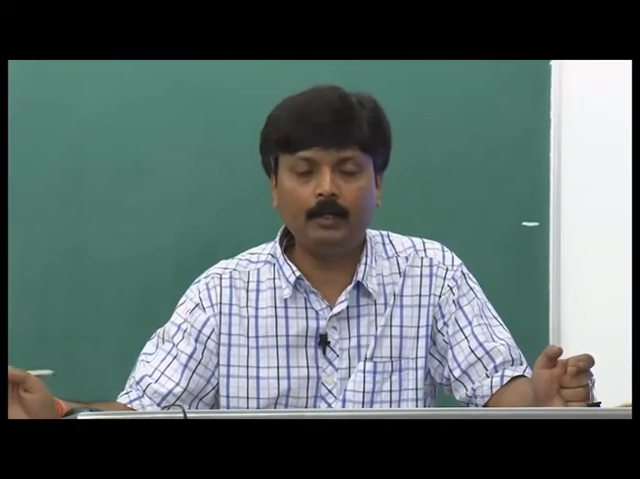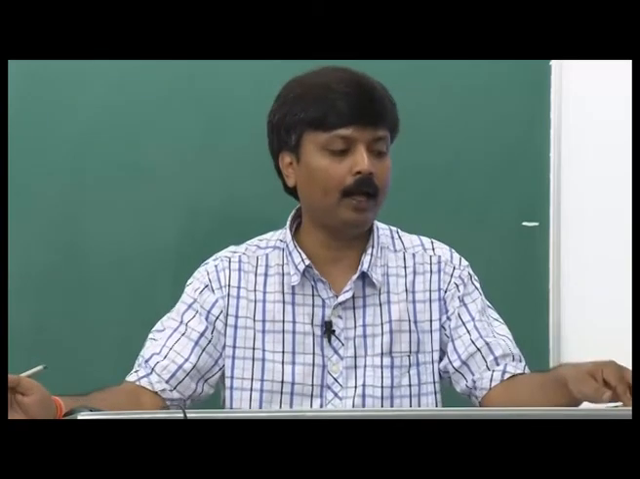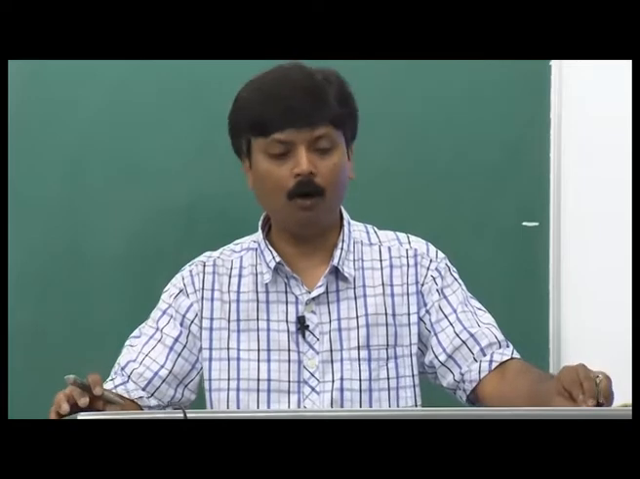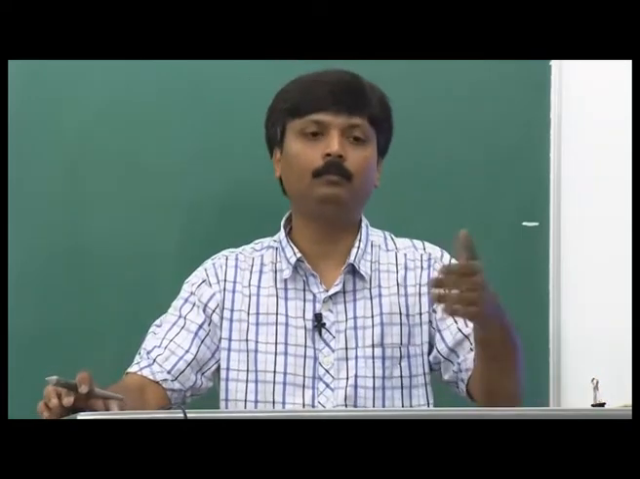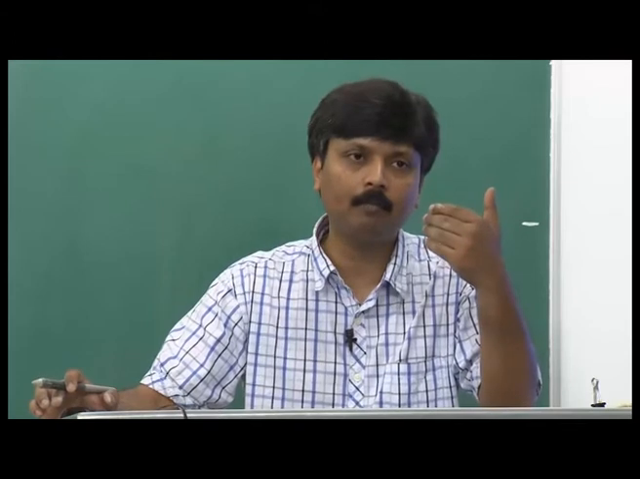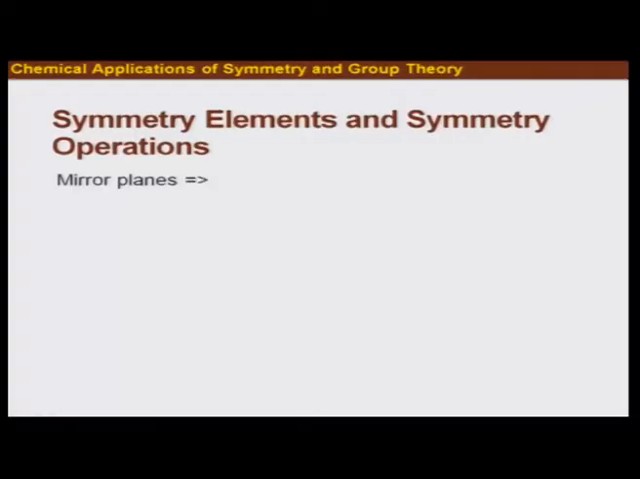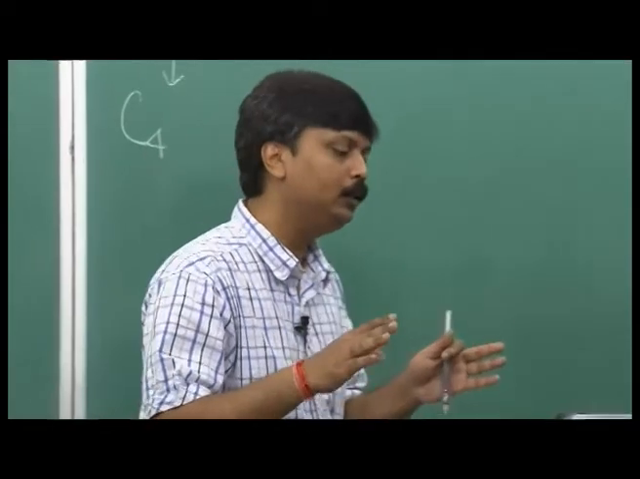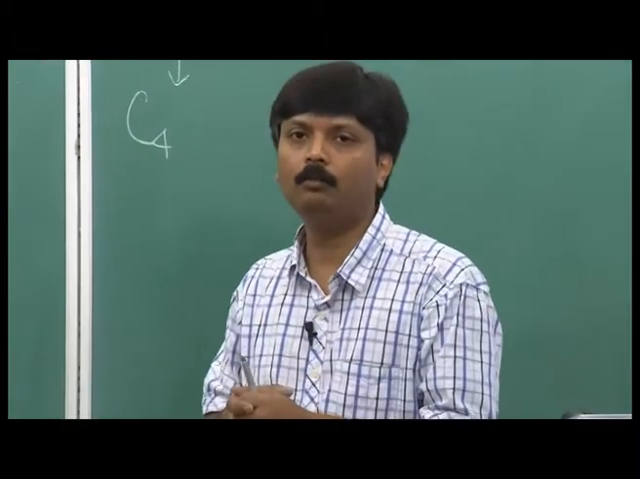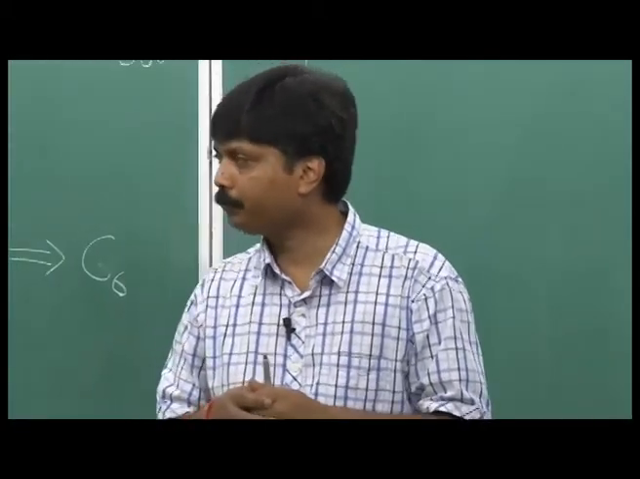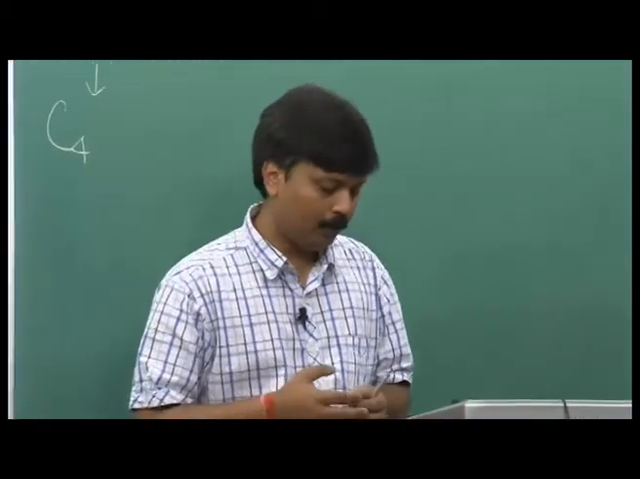Okay, so they can be at different planes and different directions. Or you can have the two different axes coinciding together. So, before going to the next one, let me also clarify the last point that I made. In the case of BF3 we saw that C3 and C2 are not coinciding, but in certain molecules you can have more than one proper axis of symmetry coinciding together.